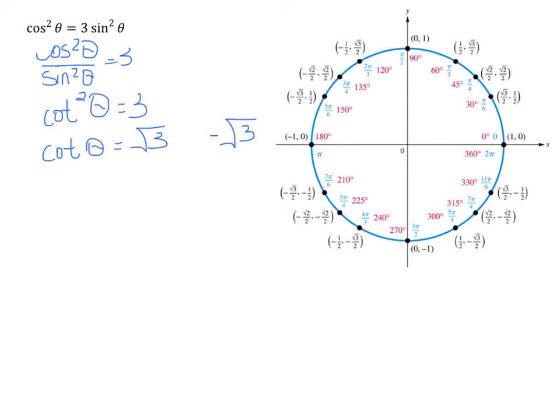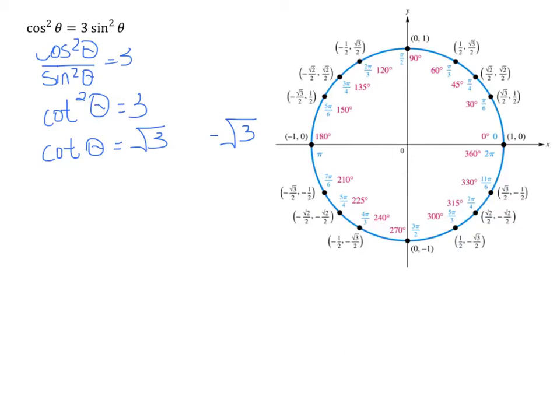Remember how I said inverse cotangent, you're only allowed to work in this half? That rule has now gone out the window, and the reason that has gone out the window is because I'm actually undoing an equation. And because I'm undoing that equation, I can use any of these values.